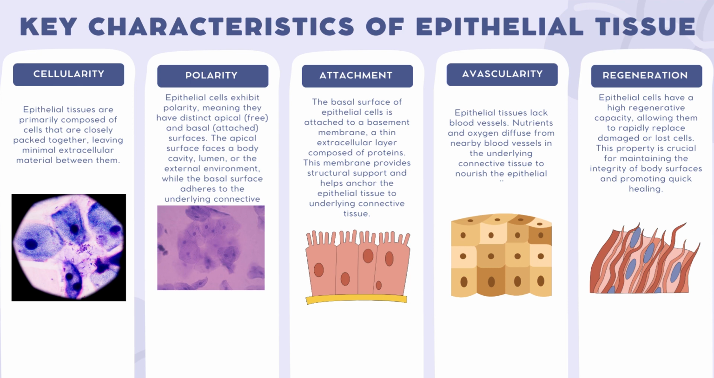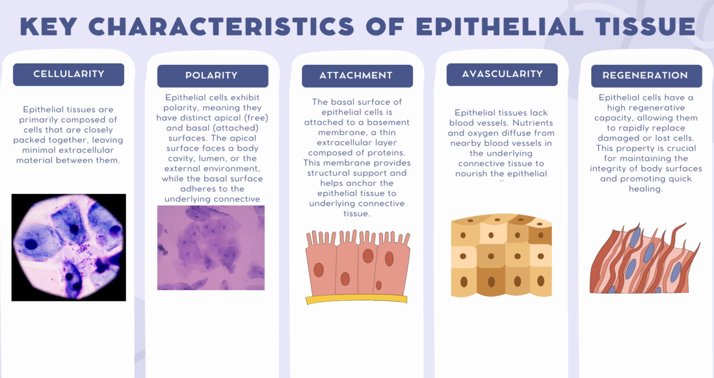Now, the key characteristics of epithelial tissue. Cellularity is the first one. Epithelial tissues are primarily composed of cells that are closely packed together, leaving minimal extracellular material between them. So what you all see right here is an actual image of what epithelial tissue looks like underneath the microscope.